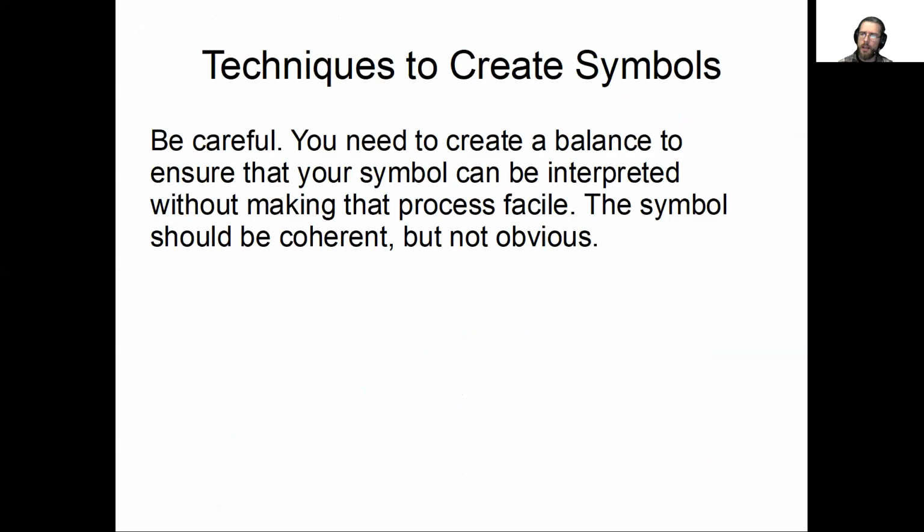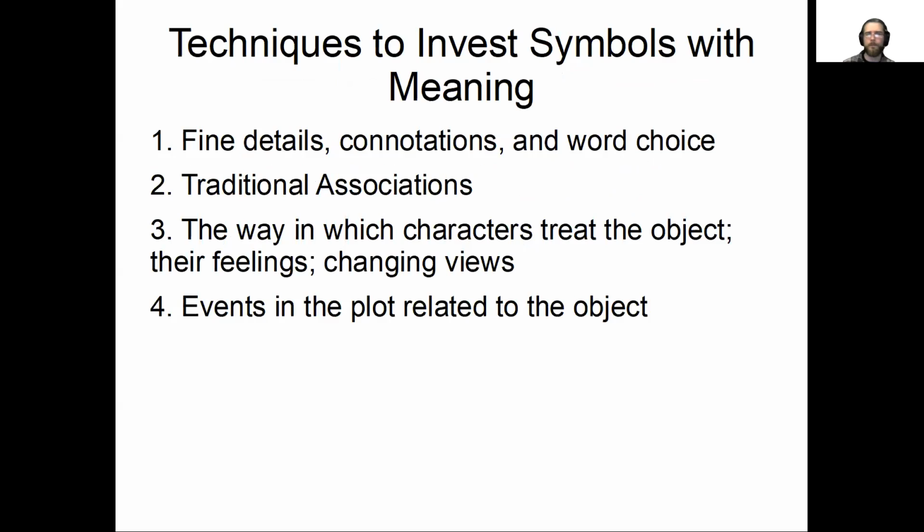You want to give the reader of your story the pleasure of discovery and revelation, the pleasure of actually grappling with the text and wresting meaning from it. Things to think about when you are creating symbols or interpreting symbols. Fine details, connotations, and word choice. If you know that an object is a symbol, look at the words that are surrounding it, the feelings that those words create, the associations that they have. What are those associations doing relative to the symbol? How is the symbol and what the symbol represents being framed by those word choices?